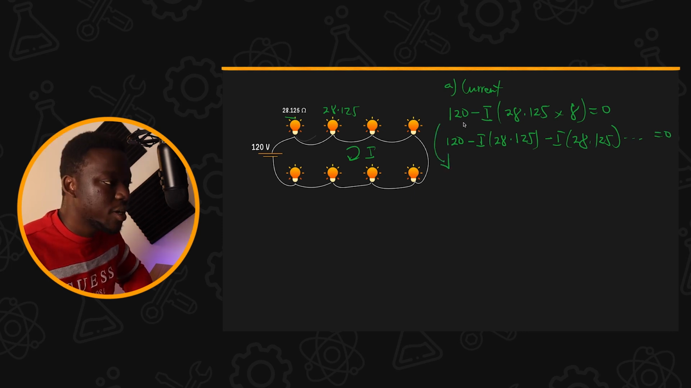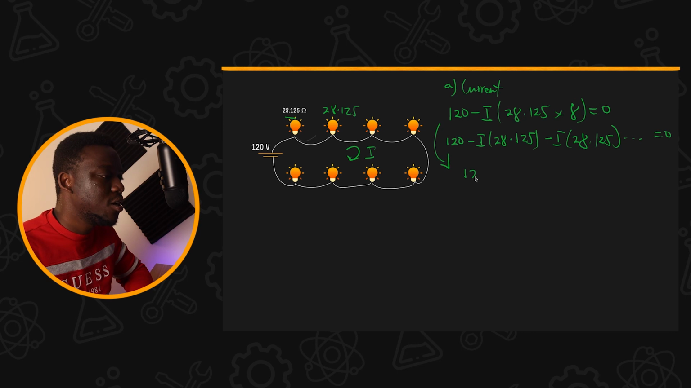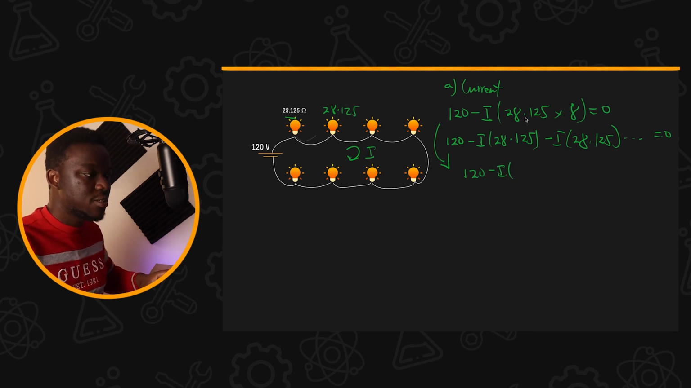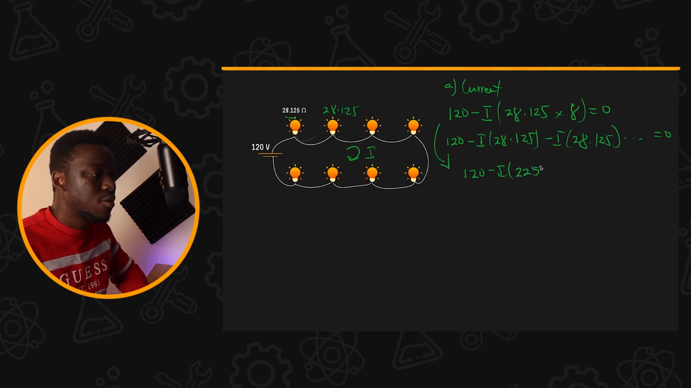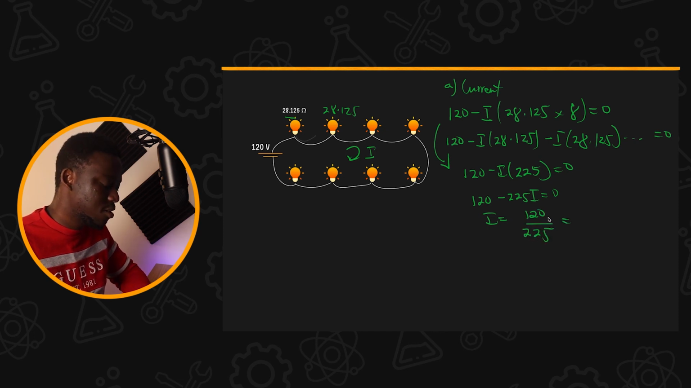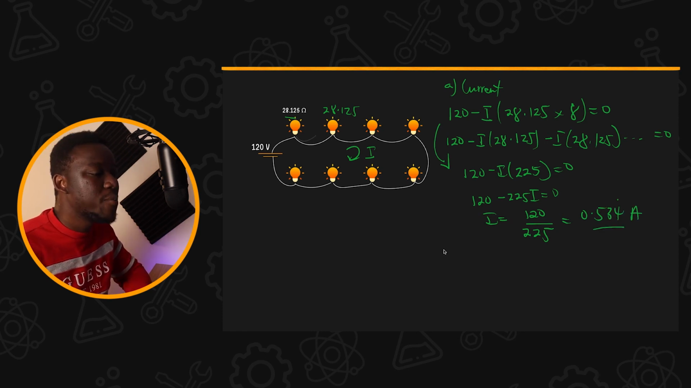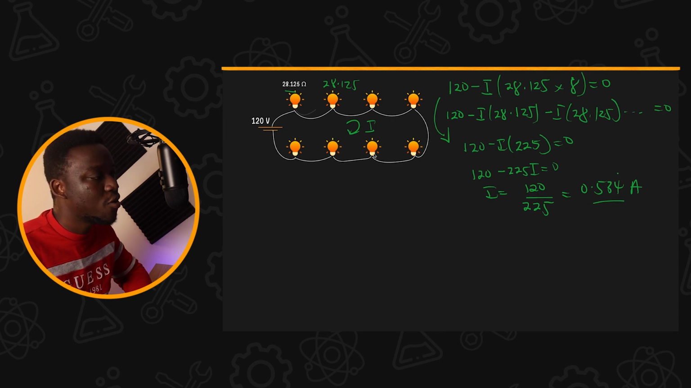So basically we pick this and we bring that here. So 120 minus I 28.125 times 8 gives us 225. So when we multiply everything out, we have 120 minus 225I equals 0. So I equals 120 divided by 225. That gives us 0.534 amps. And so now we're being asked to find the voltage drop across each bulb.